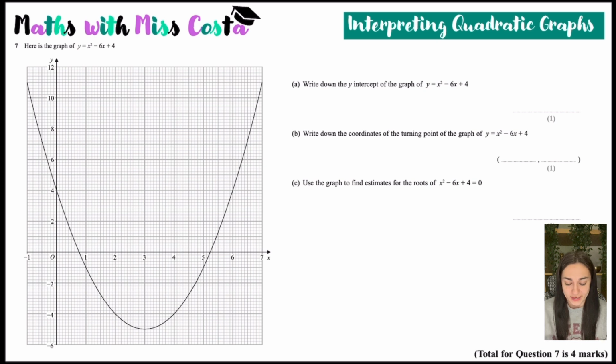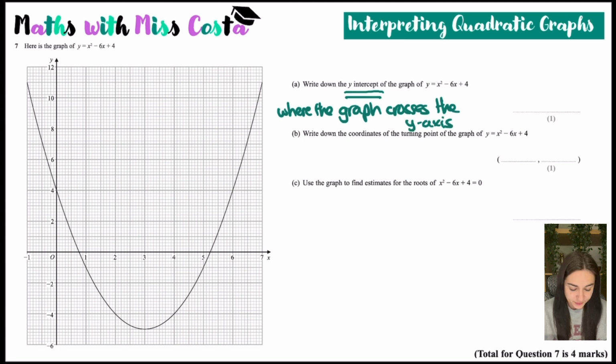Okay, so in this question, I have been given a quadratic graph. They have drawn it for me. And for the first part of the question, I'm being asked to write down the y-intercept. Now, the y-intercept is literally where the graph crosses or intercepts the y-axis.